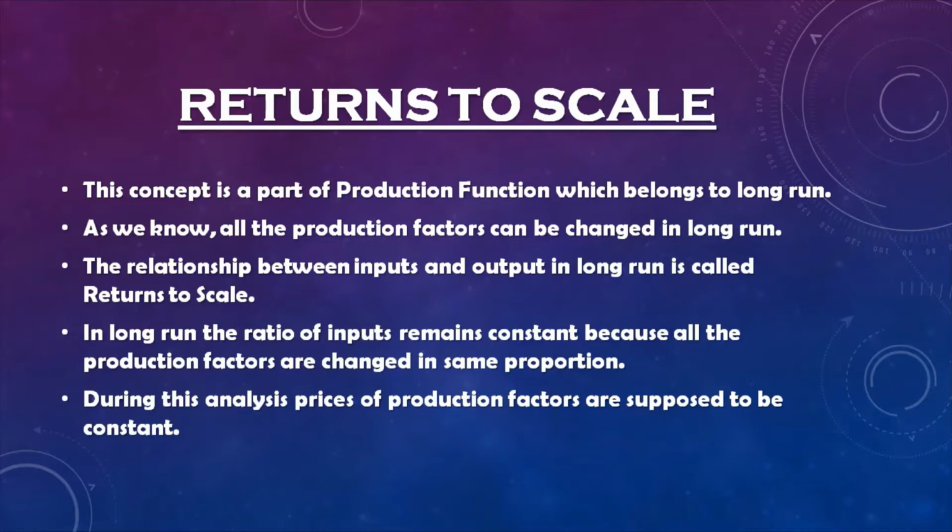As we have studied earlier, the short run production function is called the law of variable proportion, where some factors are fixed and some factors are variable, but in the long run all the factors can be changed. In the long run the ratio of inputs remains constant because all the production factors are changed in the same proportion. During this analysis, we keep the prices of production factors constant.